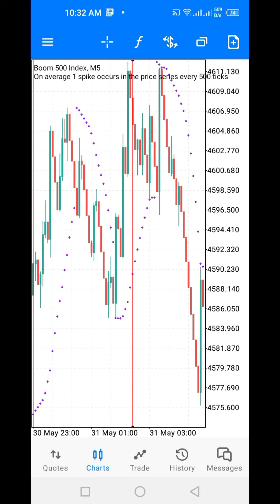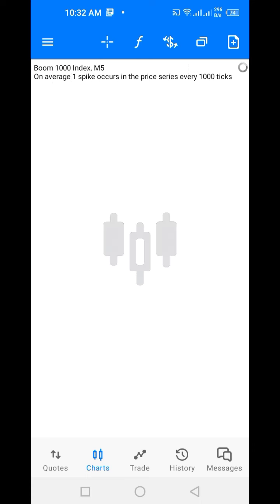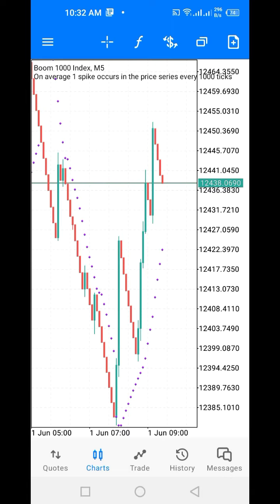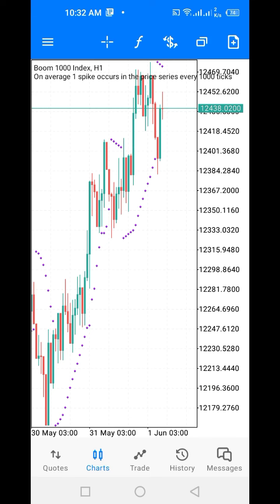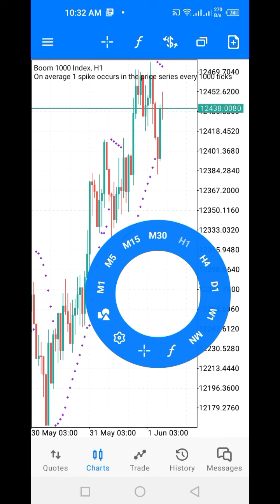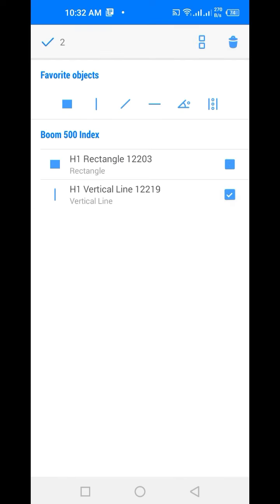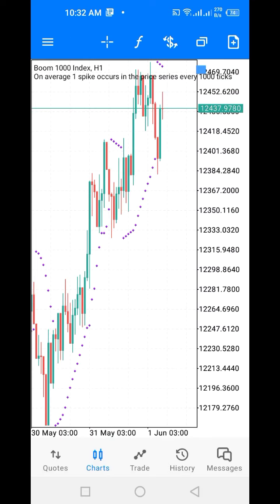So let's switch to Boom 1000. Let's go to 1 hour time frame and let's see what is happening there. You want to be cashing spike. We have a buy signal here. It activated on this particular candlestick. This green. So let's go now.